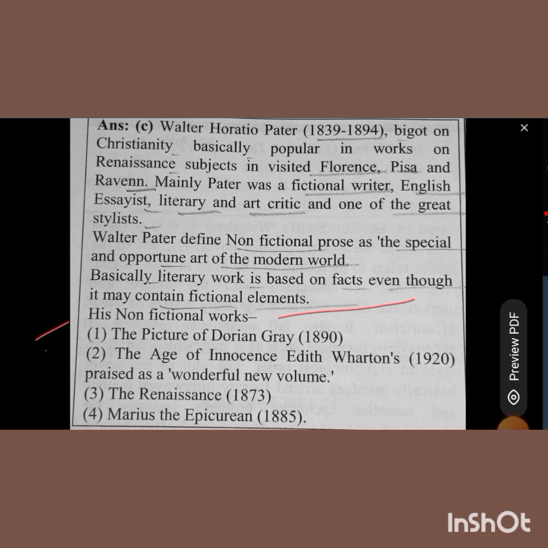Number 1, The Picture of Dorian Gray, which came in 1890. Number 2, The Age of Innocence, Edith Wharton's work, which came in 1920, praised as a wonderful new volume. Number 3, The Renaissance, which came in 1873. And number 4, Marius the Epicurean, which came in 1885.